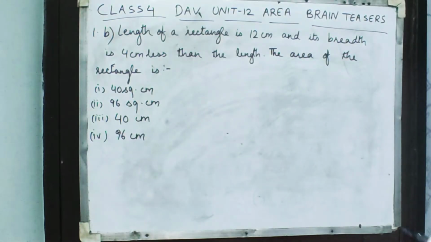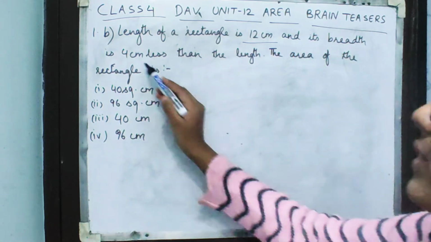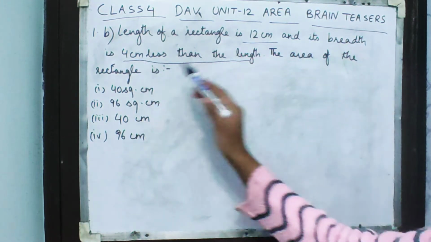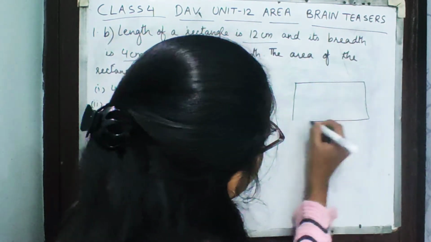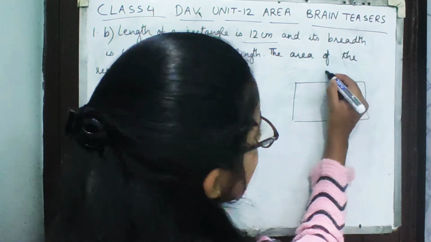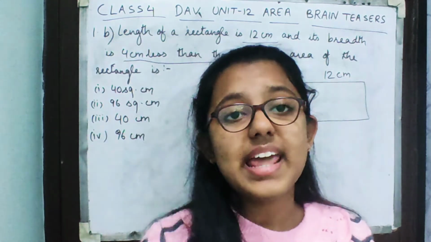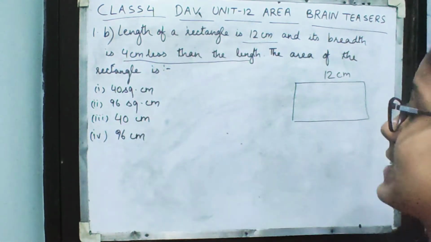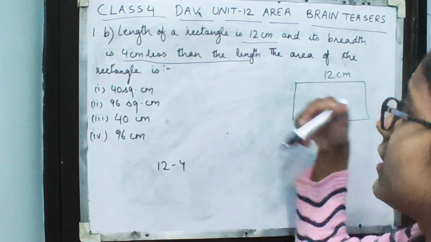Now moving to our B part: the length of a rectangle is 12 centimeter and its breadth is 4 centimeter less than the length. The area of the rectangle is... So our figure is of a rectangle in which length is given to us as 12 centimeter, and they have said the breadth is 4 centimeter less than the length. That means 12 minus 4.